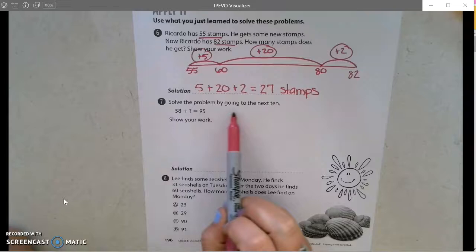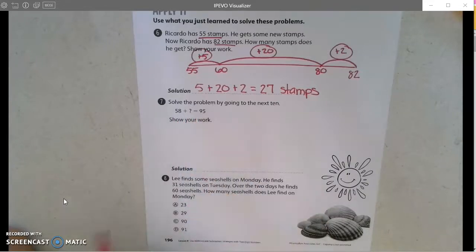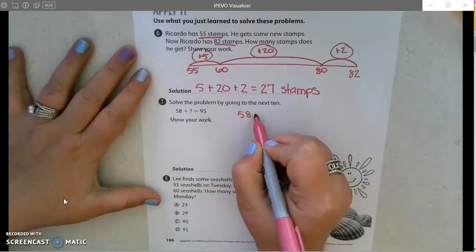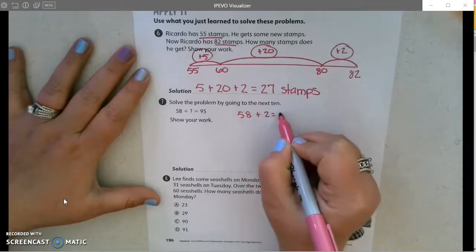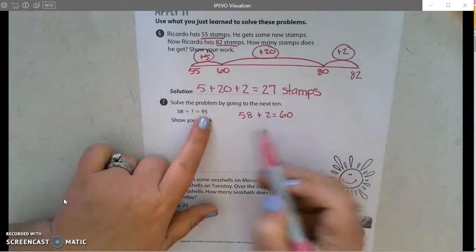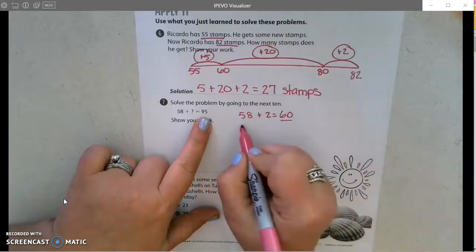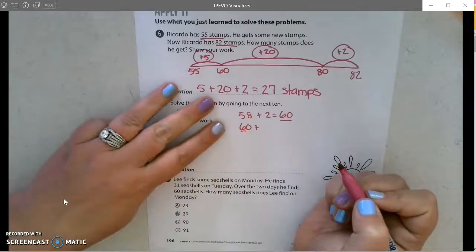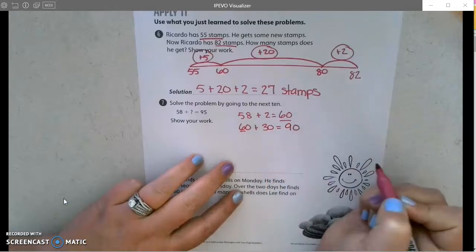Okay? Solve the problem by going to the next 10. So 58 plus something equals 95. I'm going to write it again. 58 plus 2, right, equals 60. That's my closest 10. I still have to go up to 95. But I'm building, so my first number is always going to be my answer. So I'm building off of 60. 60, 70, 80, 90. 60 plus 30 equals 90.